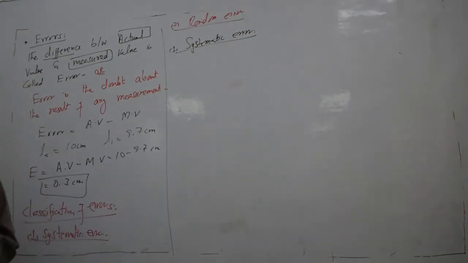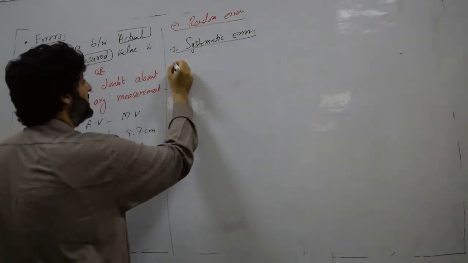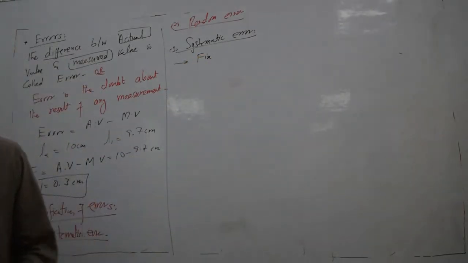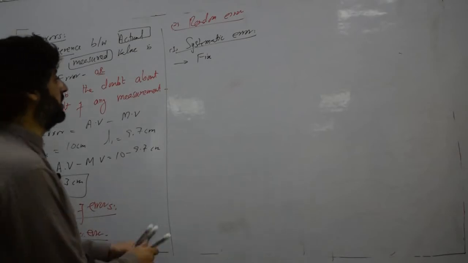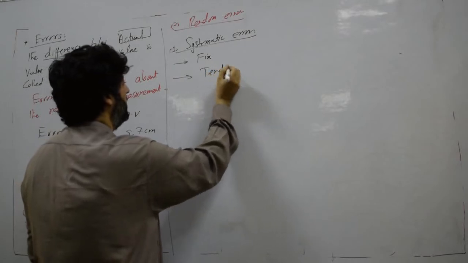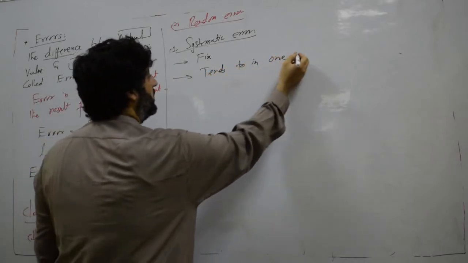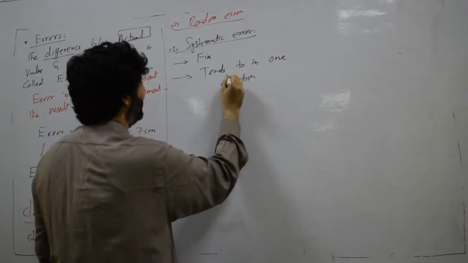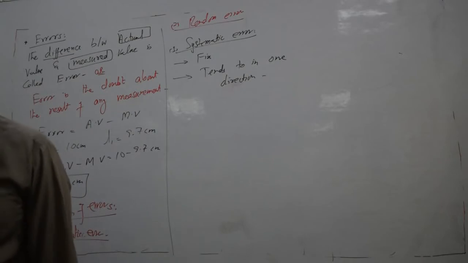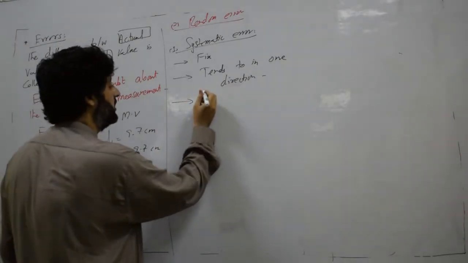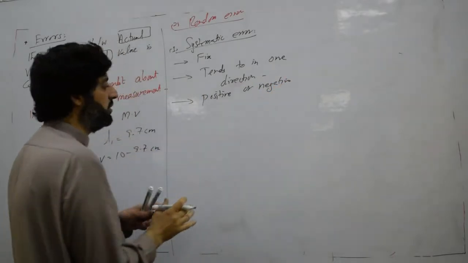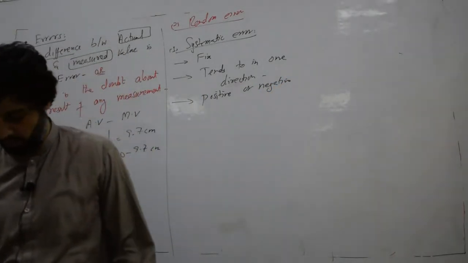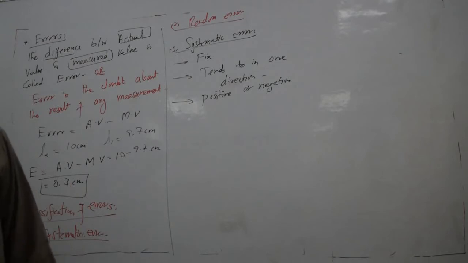Remember, systematic error can be defined as the error which is fixed, which is not changing. It is the error that tends to be in one direction, so it is also called unidirectional error. Remember, it may be positive or negative. At the same time, it will be positive or negative. Okay, so it is unidirectional error.